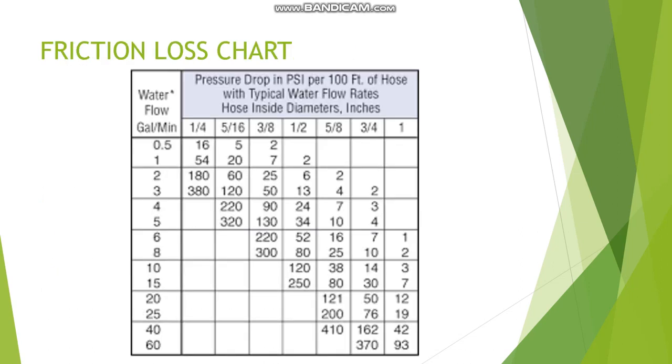This is an example of a friction loss chart. As for our calculation, we calculated our flow rate as approximately 1 gallon per minute. Hence, 1/4 inch of pipe diameter is sufficient to have the fertigation system work.